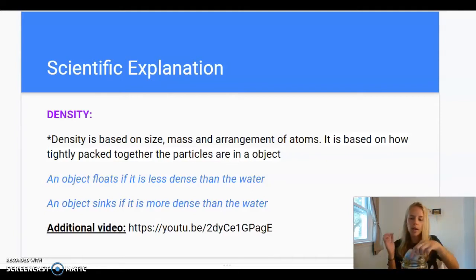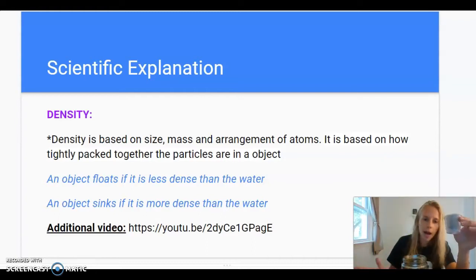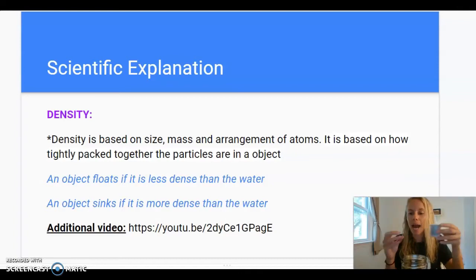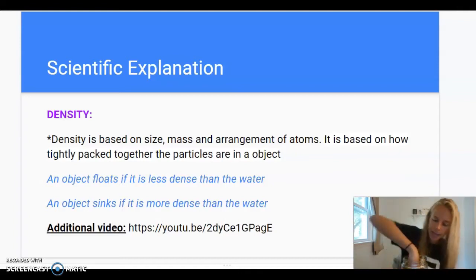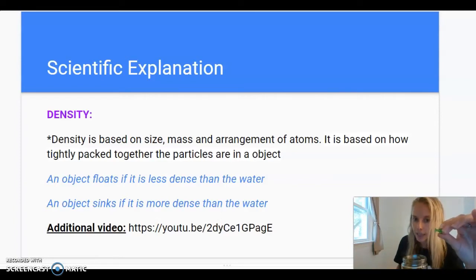And I would pull out this K-cup and talk about how this object floated because it was less dense than the water it was in. So the particles were not as packed tightly together as they were in the thumbtack. Even though the thumbtack is tiny and smaller, the particles are tightly packed together, making it more dense than the water, which is why it sank.